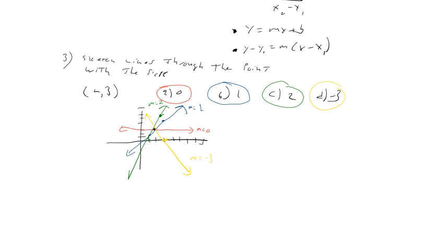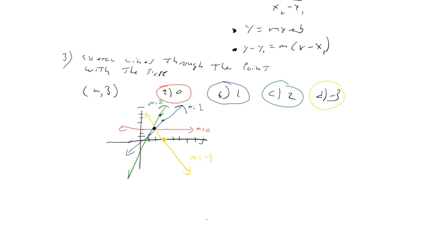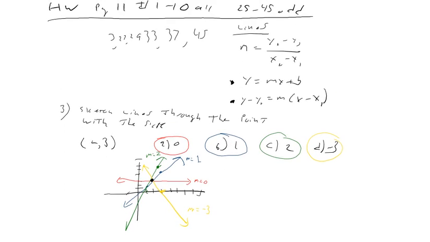So that's the kind of thing I'm looking for, right? Your main point is right here at 2, 3. And all the lines go through, well, you know, again, my drawing is not perfect, but all the lines go through that point with different slopes. Just sketch it out, what it looks like. Okay? All right. That was 3.